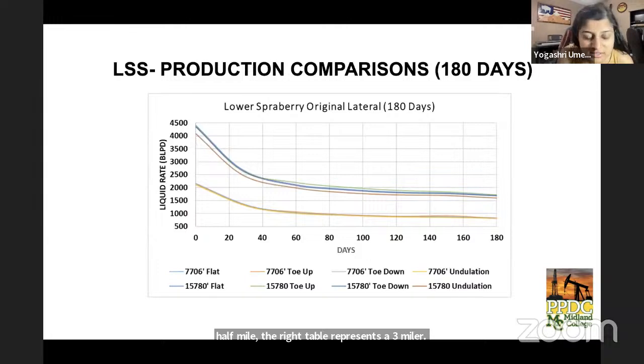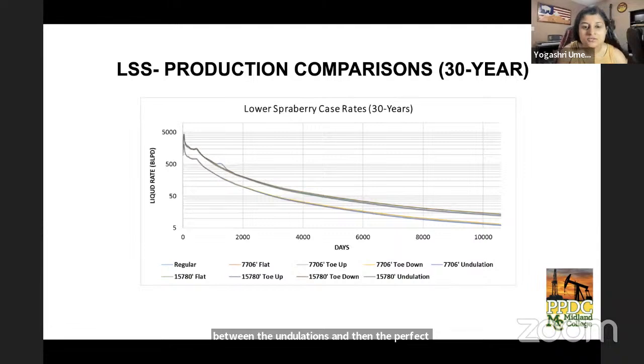These are the trajectories at different lateral lengths and at different liquid holdups. You'll notice that at the lowest cumulative production there is little undulation effect, but the longer the lateral length and the more liquid production that you have, the more undulations you have, and the more difference you have between the undulations and the perfect trajectories. This goes for the Lower Sprayberry as well, after 30 years. So this is also calculating the EUR.